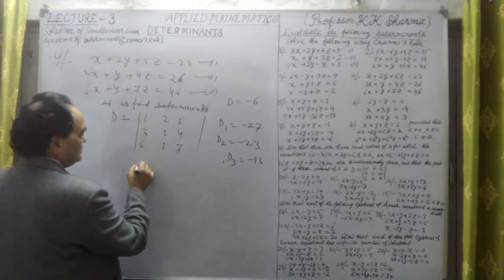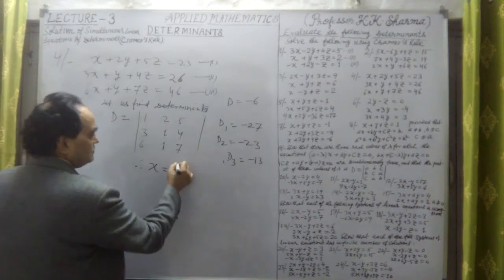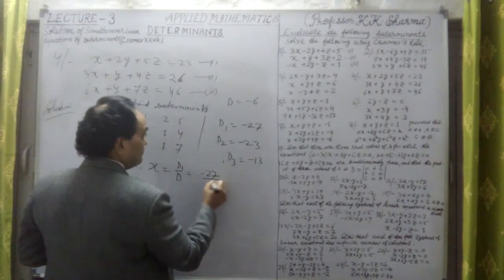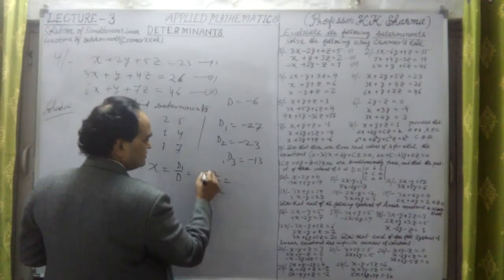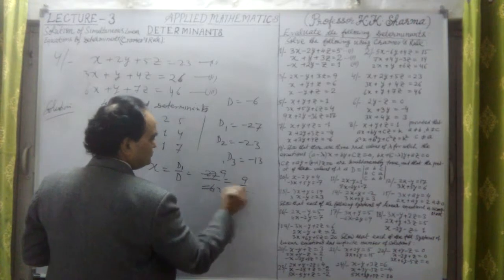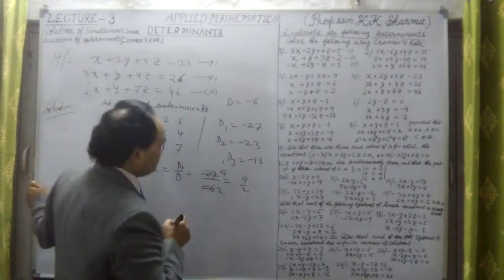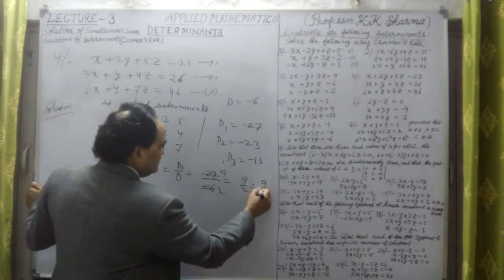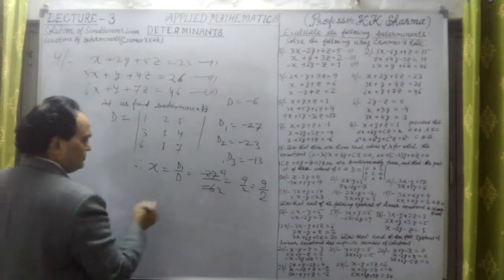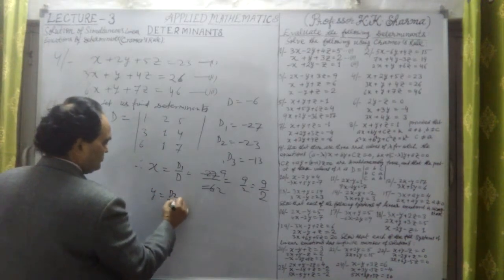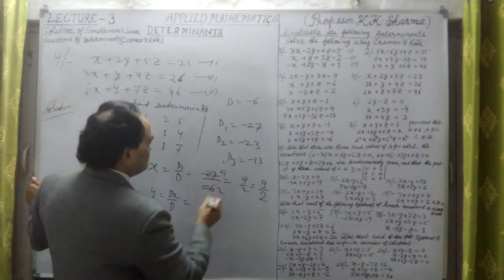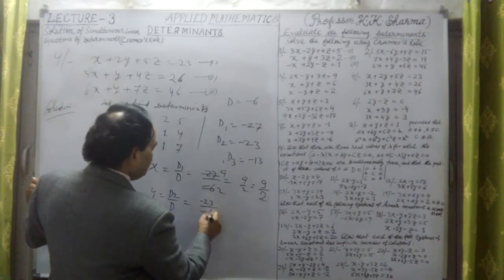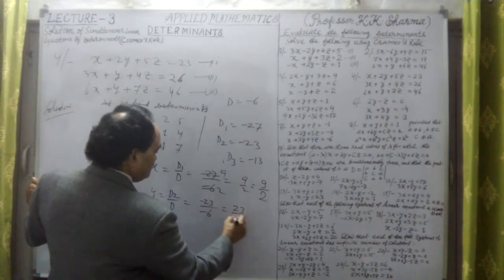So now, therefore, x equal to, by Cramer's rule, D1 upon D, which is D1 is minus 27 upon minus 6. D1 is minus 27, which is 27 upon 6, minus upon minus, it is plus, 9 upon 2. Okay, so 9 upon 2, let me write clearly. 9 upon 2 here. Then y equals D2 upon D. D2 is minus 23, minus 23 upon D is minus 6. It is 23 upon 6.